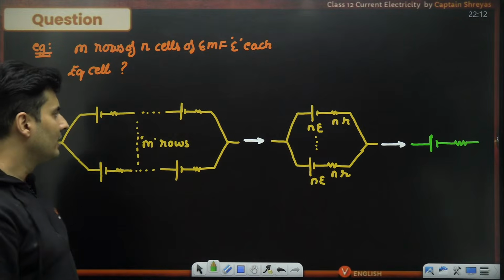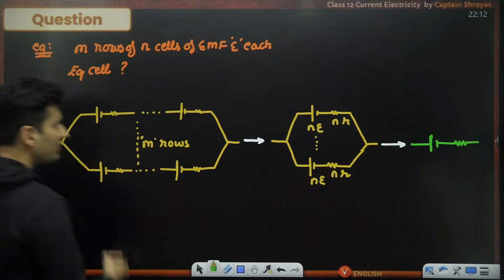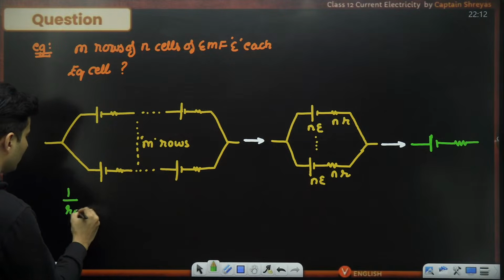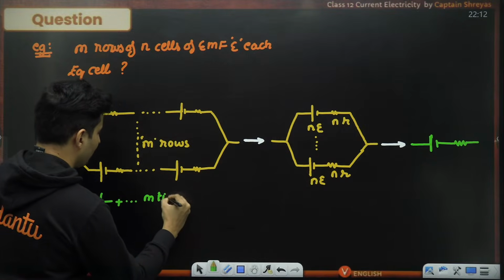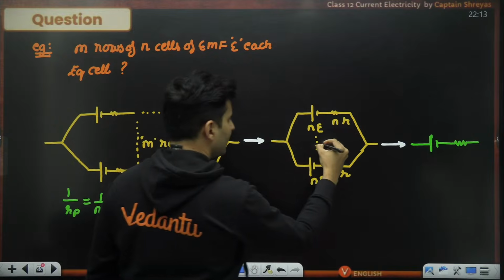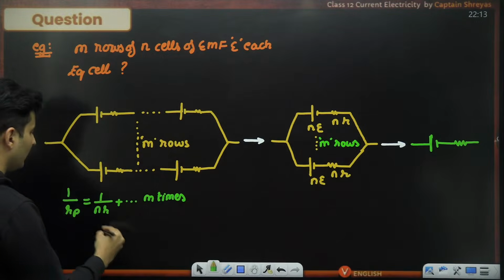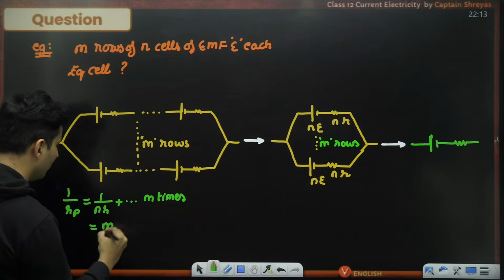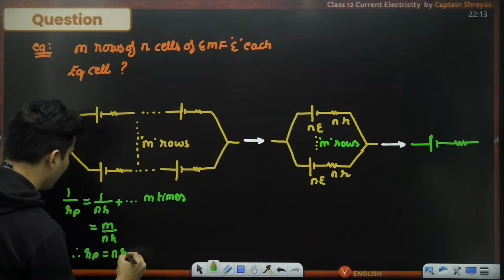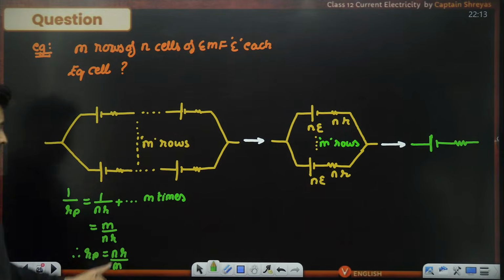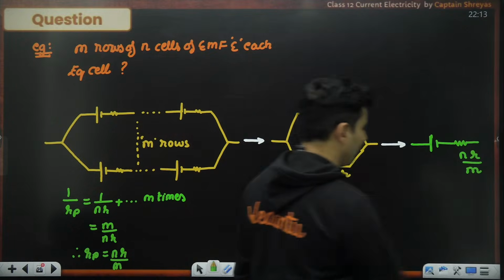What is the equivalent cell? Use the parallel resistors formula. That's all. Starting off with what will be 1 by Rp. It will be 1 by nR, like that, m number of times, because there are how many rows? There are m number of rows. Do not forget that. m rows are there. So obviously this will be m divided by nR. So therefore, Rp will be nR divided by m. Equivalent will be nR by m.